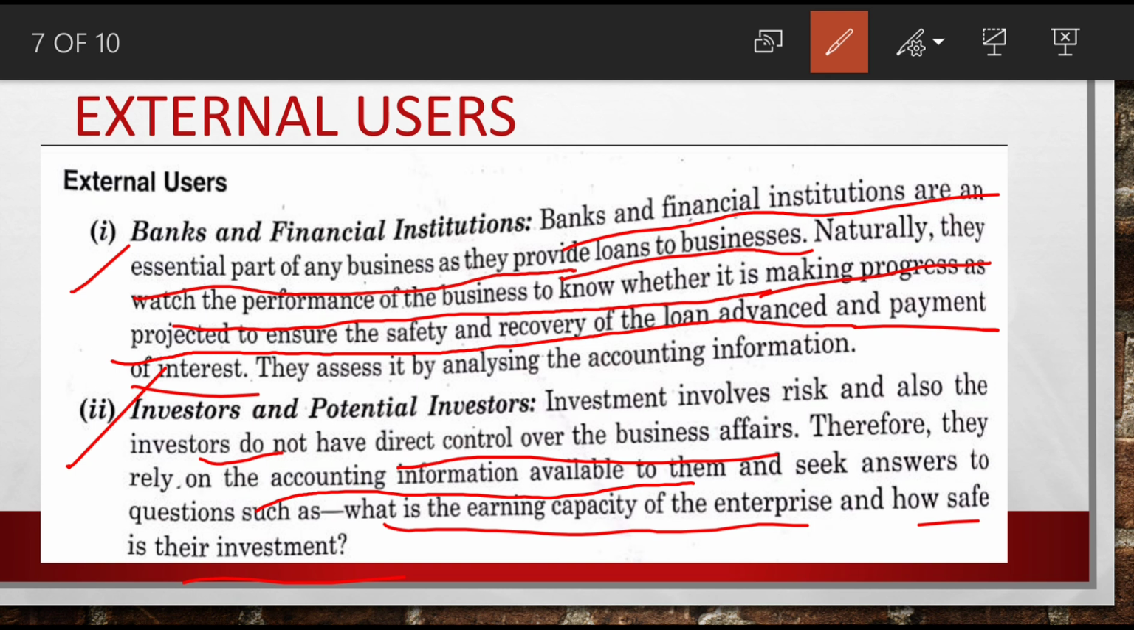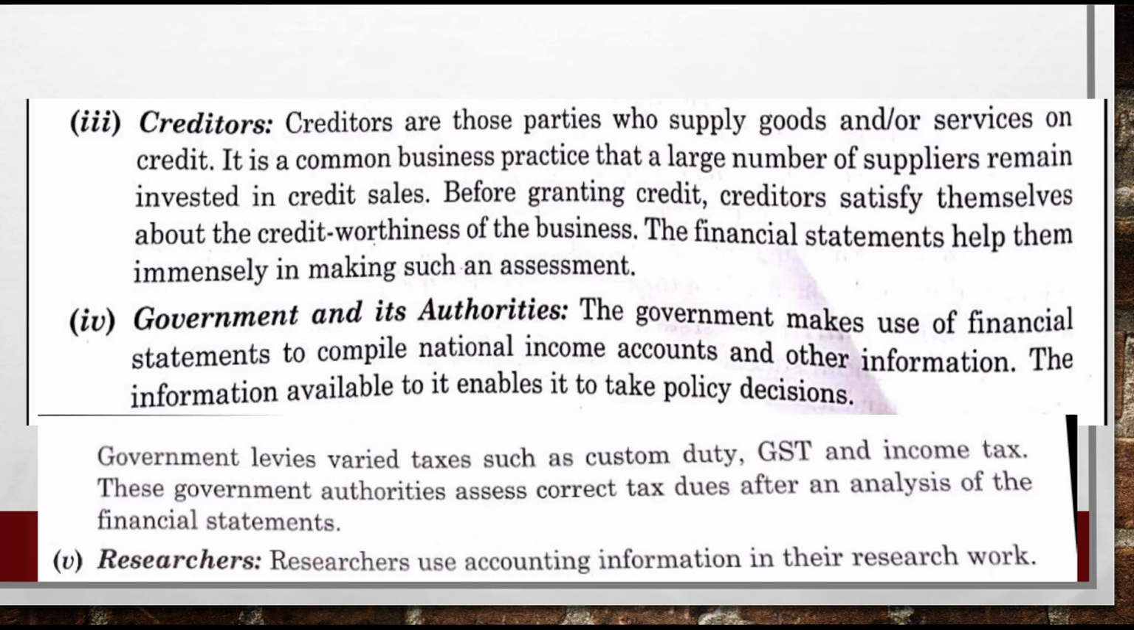So that's why they will ask this question: what is the earning capacity of the enterprise, and how safe is their investment? This type of information only they will ask. For that purpose, what is required? Accounting information is required. Next, users, that is creditors.